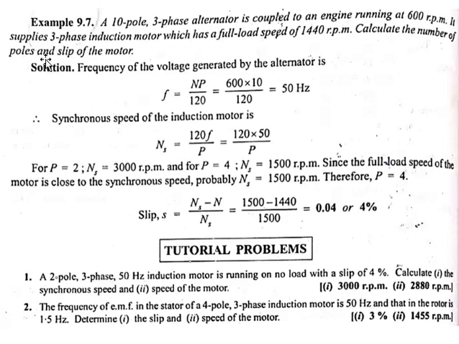So the number of poles is 4. Now slip, how do we calculate? s is equal to ns minus n divided by ns. 1500 minus 1440 divided by 1500, we get 0.04, or 4% slip.